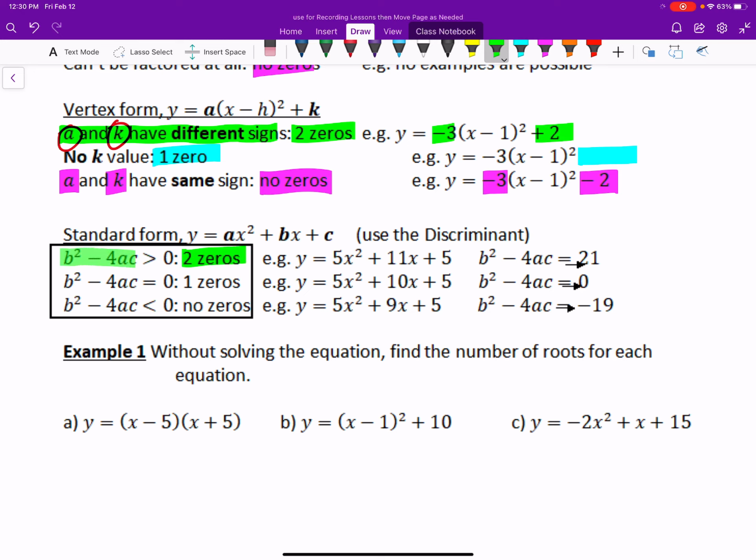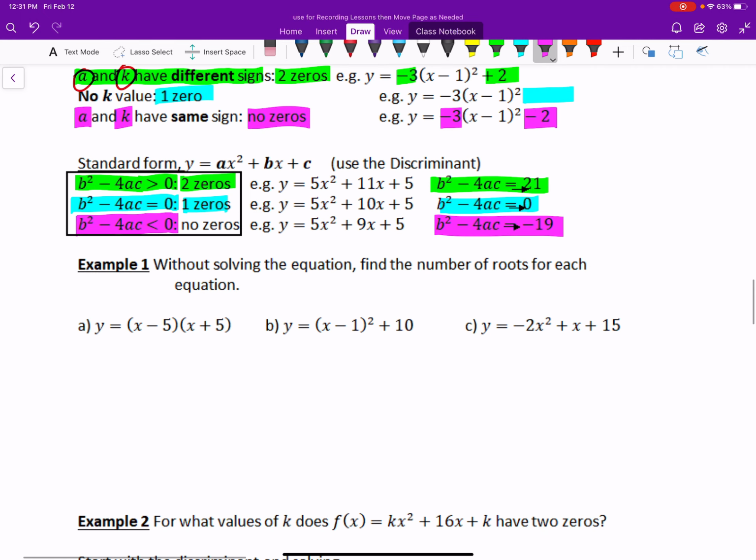So if b squared minus 4ac turns out to be a positive number, there's 2 zeros, as you can see in this case. If b squared minus 4ac turns out to be exactly equal to 0, then we're only going to get one solution, because whether we add or subtract it, it's going to still give me the exact same answer in both cases. And if b squared minus 4ac ends up being a negative number, remember, this is what we take the square root of. We can't take the square root of a negative number, and there's going to be no zeros.